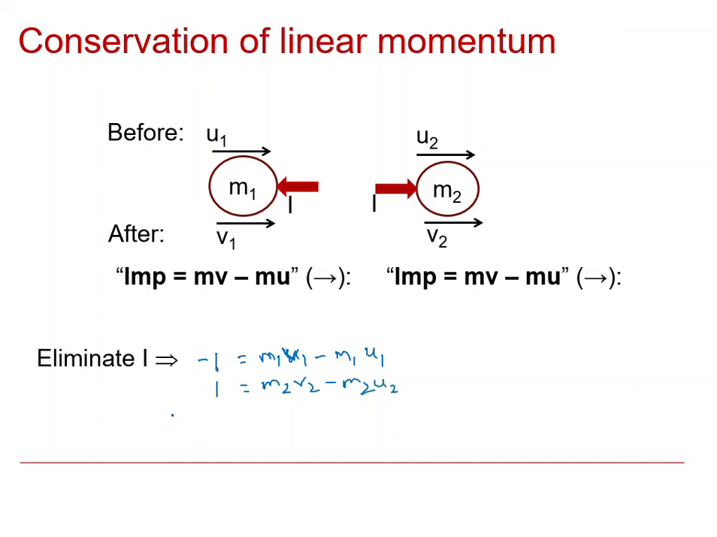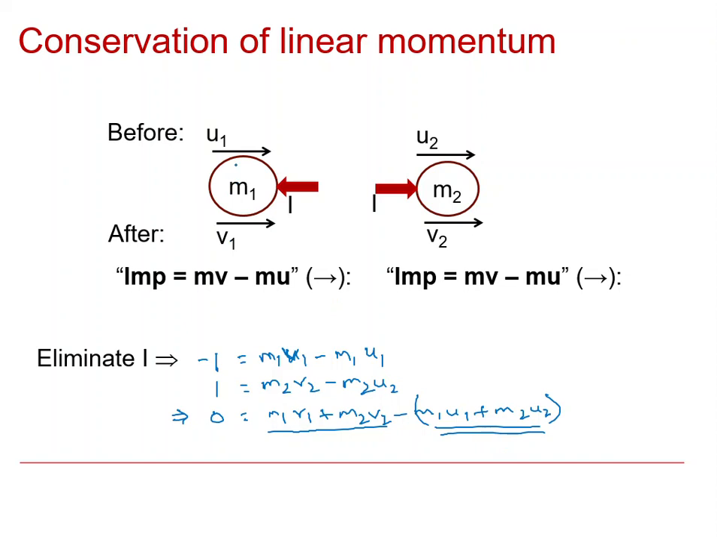If we add those two equations together, we can eliminate the I, and that tells us that we have m1 v1 plus m2 v2 minus m1 u1 minus m2 u2. Right, now, if we look at what we've got there, we could put brackets around those two and change that to a plus sign, in which case we see that what we've got here is the final momentum, and what we've got here is the initial momentum.